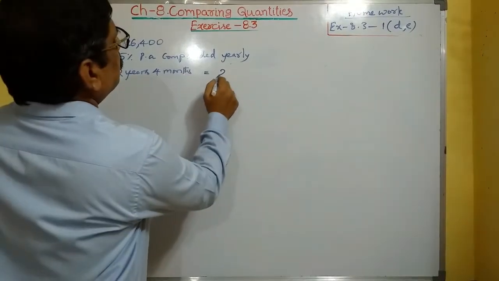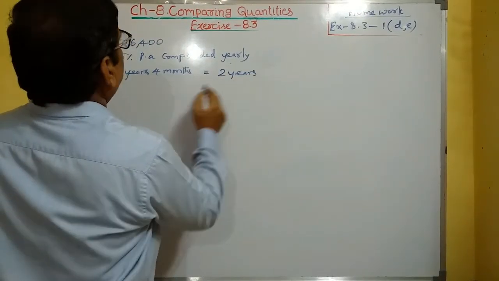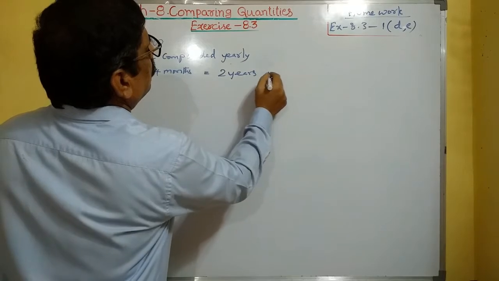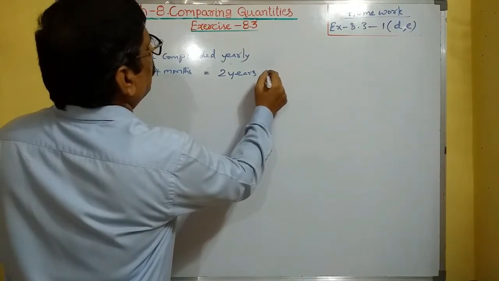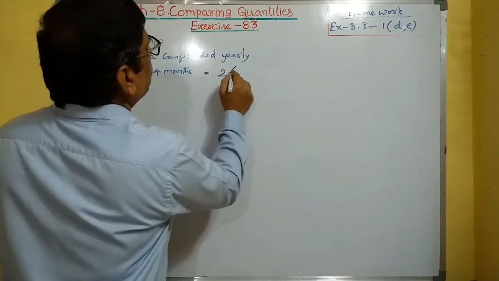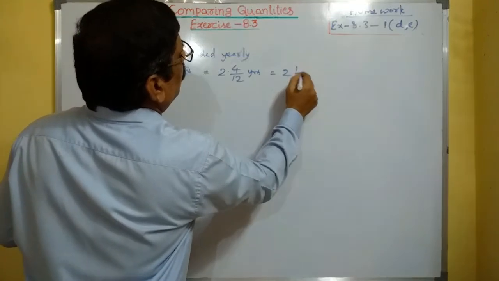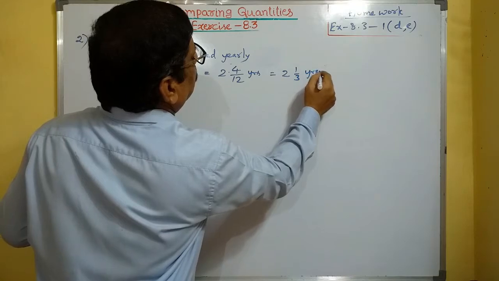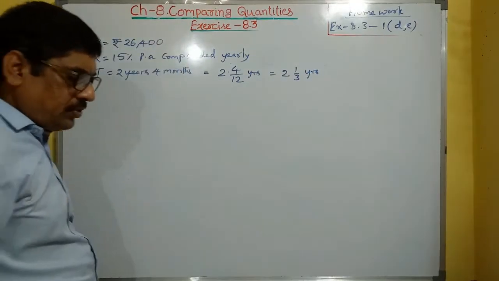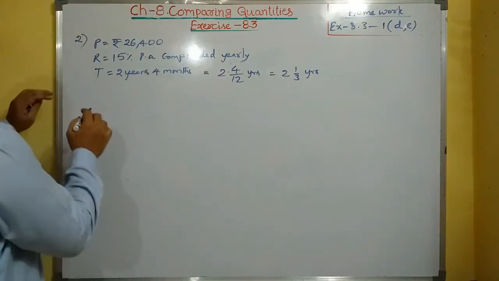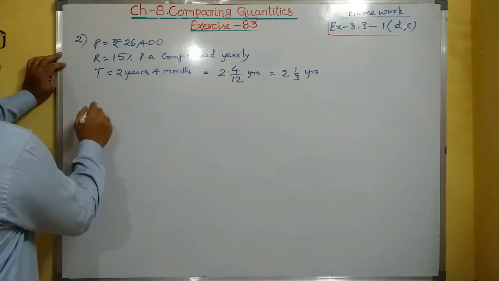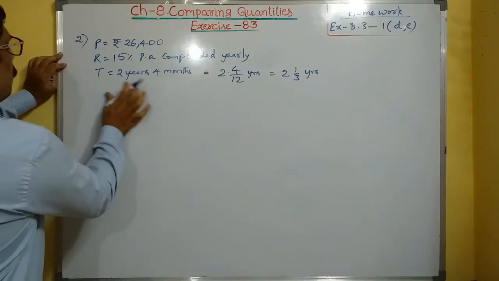So 2 years and 4 months means 4 by 12. 4 by 12 means we can write 4 by 12 years, that is 2 1 by 3 years. Okay, you keep it like this, then let us think about it later. Now we have to take the amount first.